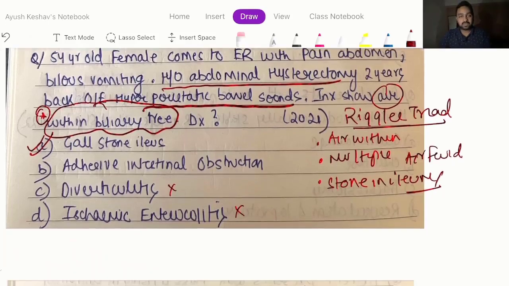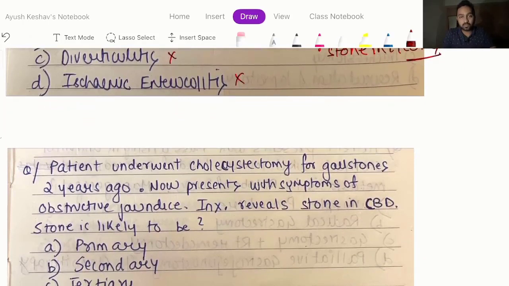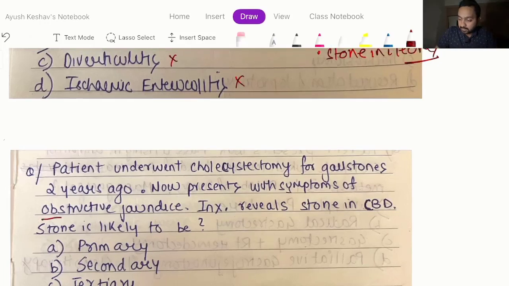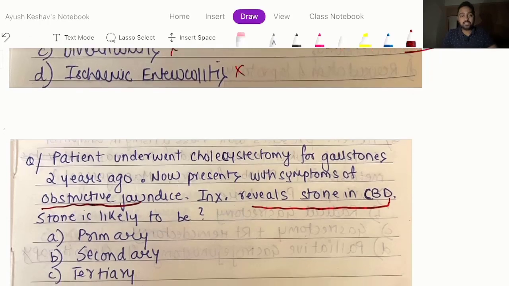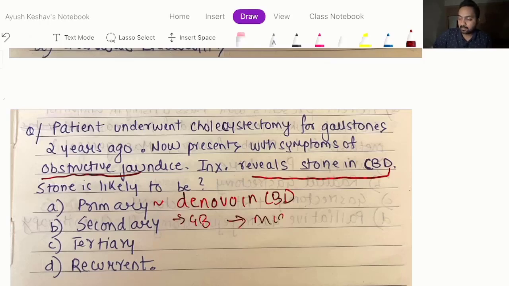Now we come down to the next question. A patient underwent cholecystectomy for gallstones 2 years ago, and is now presenting with symptoms of obstructive jaundice. Investigation reveals a stone in the CBD. So the stone is likely to be primary, secondary, tertiary or recurrent. So what are primary stones? Primary stones are those which are formed de novo in the CBD, and secondary are those which are formed in the gallbladder and migrate to the CBD.